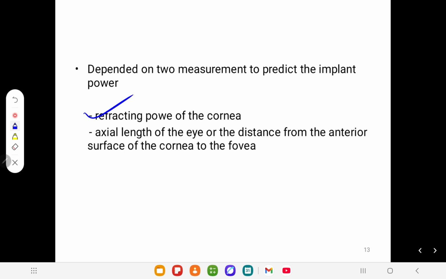Okay, depending on the measurement of the predicted implant, there are two things that are measured. What is that? The refractive power of the cornea, that's definitely K1, K2, and the axial length of the eye, the distance between the anterior surface of the cornea and the retina. So the first players were keratometry and axial length. These are the two most important players in very early formulas.